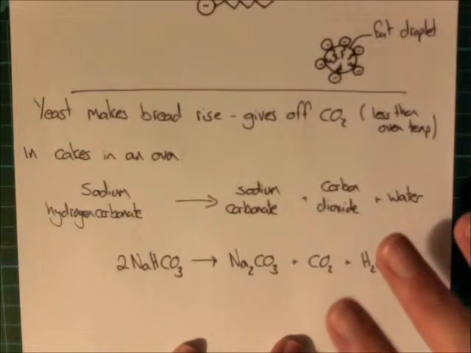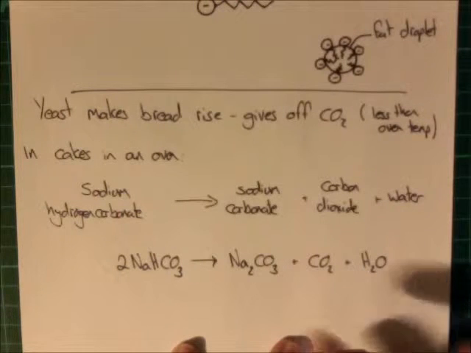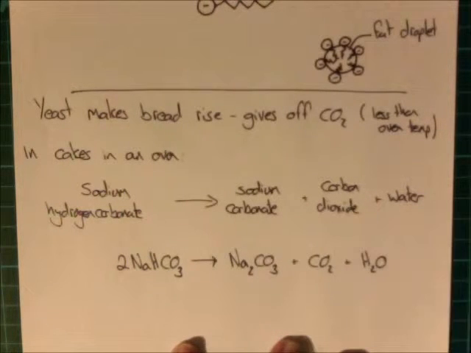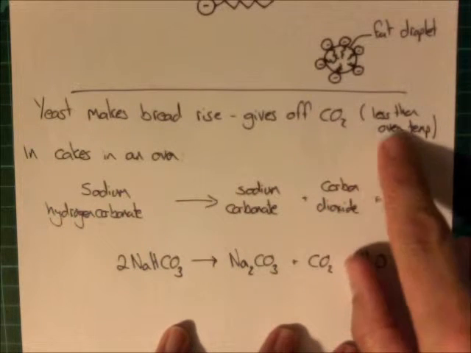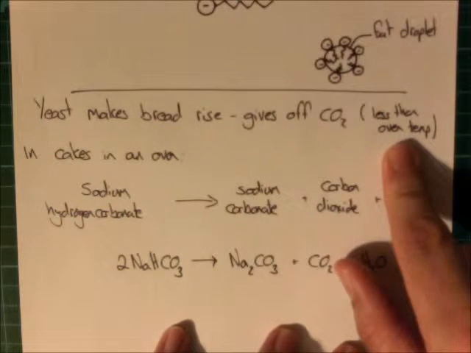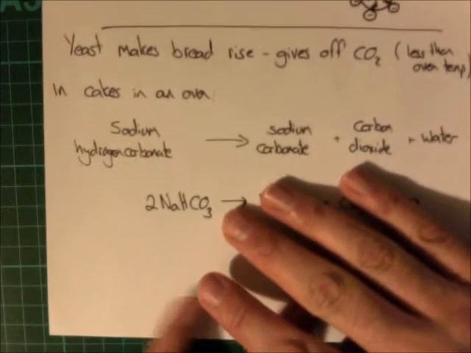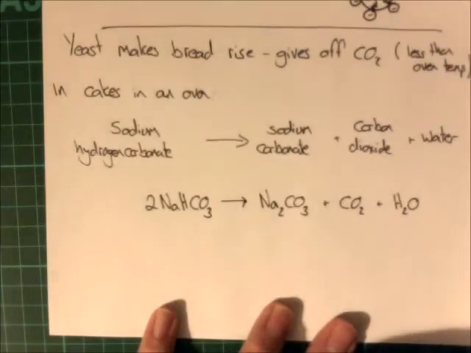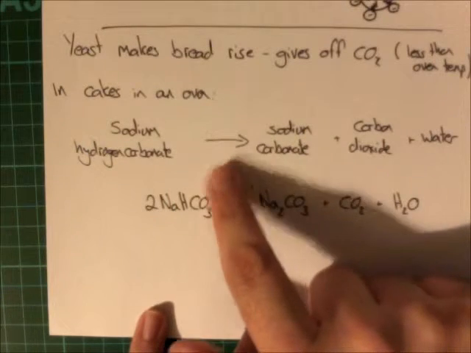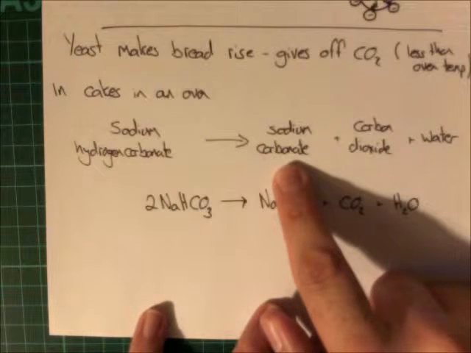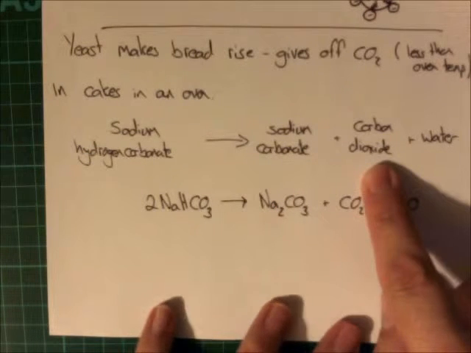Now, bread has been used for centuries, and yeast inside the bread makes it rise, and the yeast has a reaction and it gives off CO2, but when you get to oven temperatures that's no good because it's going to kill off the yeast. So in cakes we use sodium hydrogen carbonate in baking powder, and under thermal decomposition, when it gets hot, it makes sodium carbonate, water, and important for this part, carbon dioxide is given off.